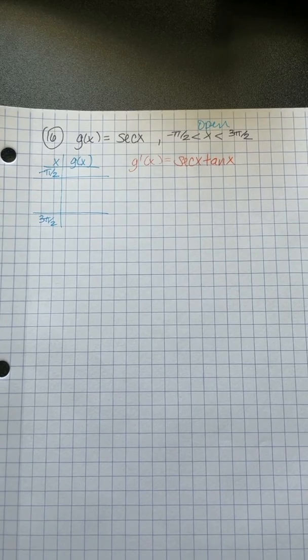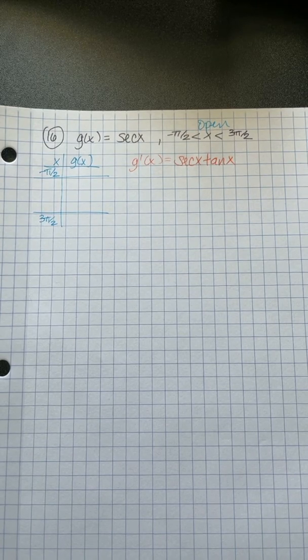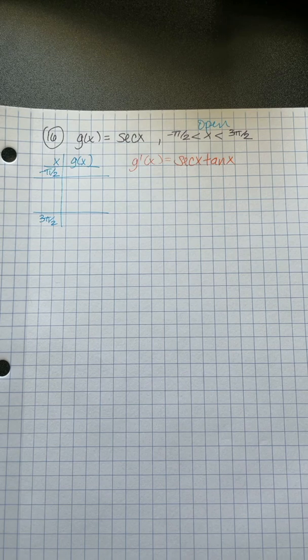All right, number 16, g of x equals the secant of x on the open interval from negative pi over 2 to 3 pi over 2. And I have my table of values ready. I already took the derivative of g of x. So g of x equals secant of x. Its derivative is secant x tangent x.